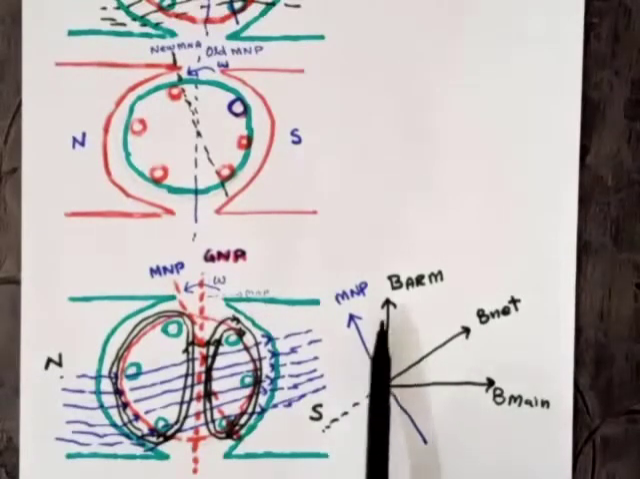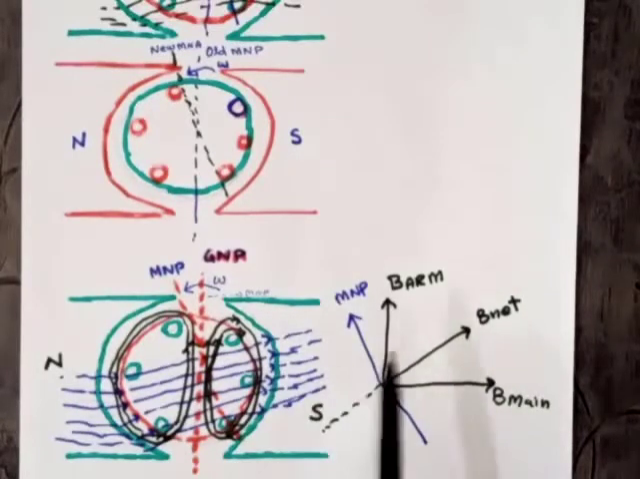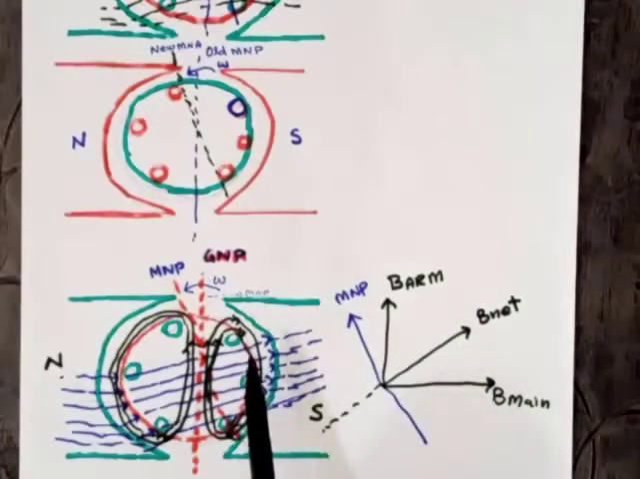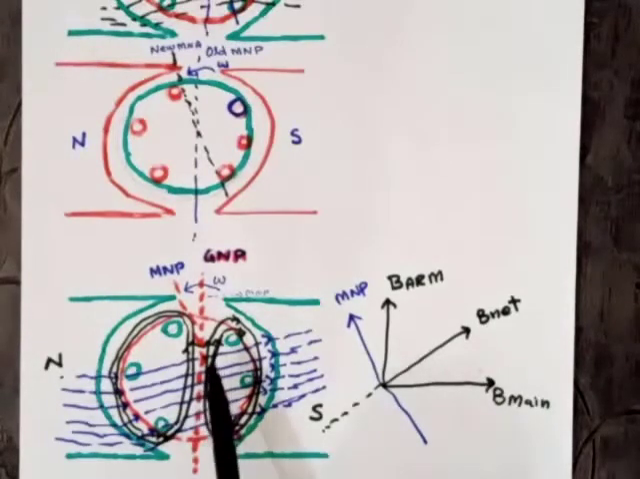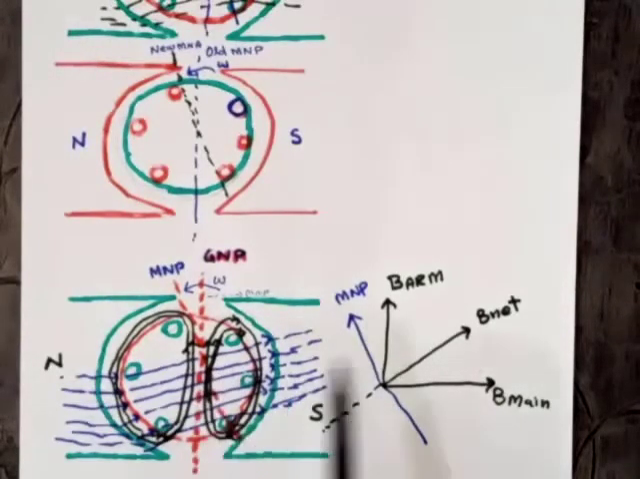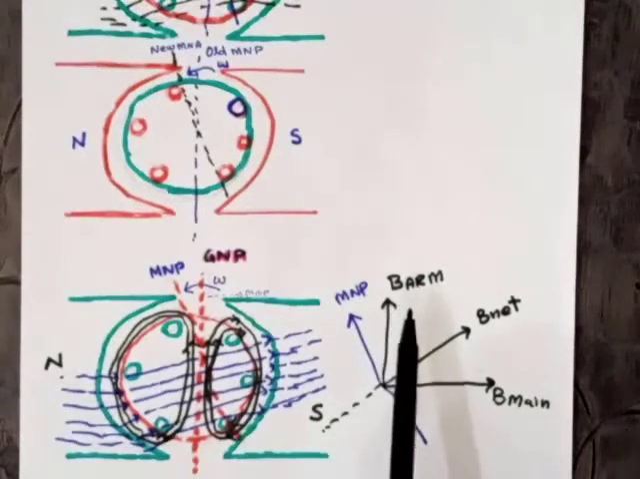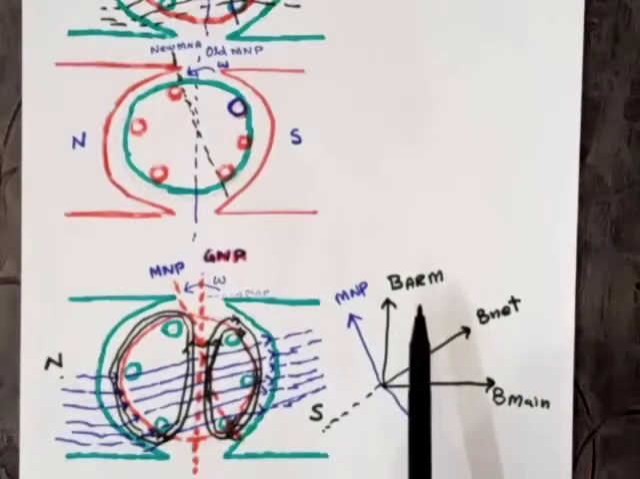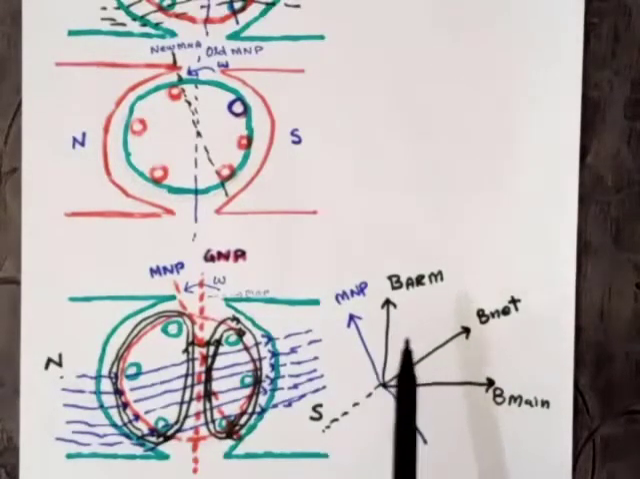And due to the armature winding, when we connect the load, then the current will flow. Due to this current, according to Ampere's law, a magnetic field will be produced, as you can see in this figure. The direction of the magnetic field is upward. Here is the magnetic field due to the armature winding, or due to the load.